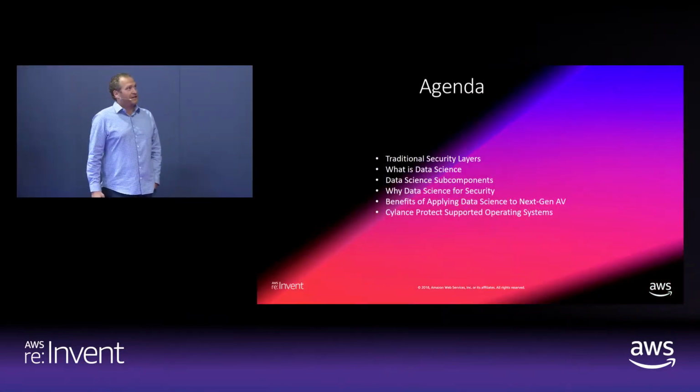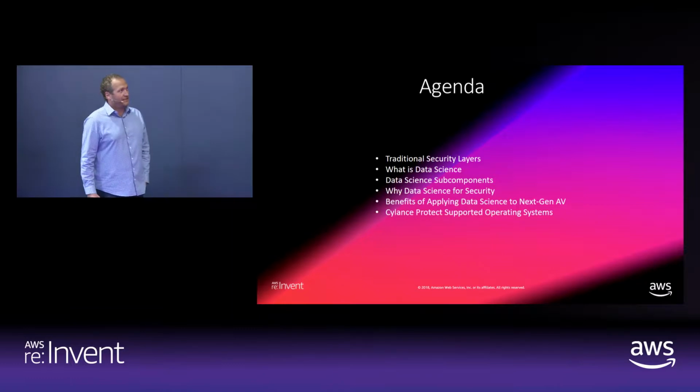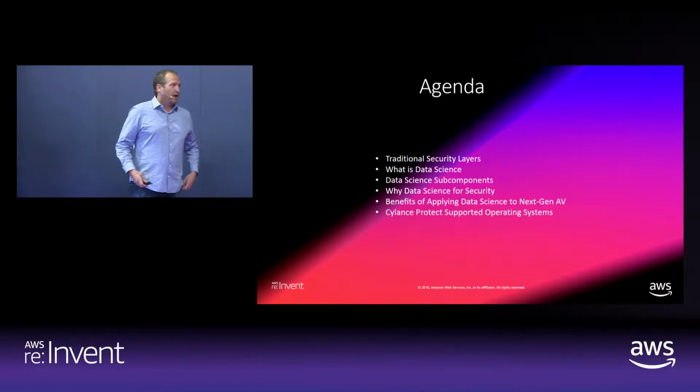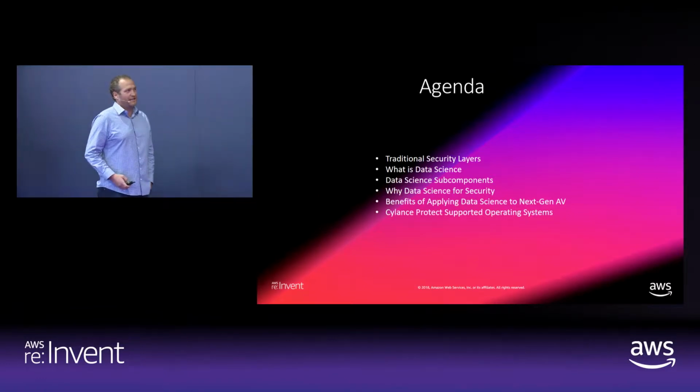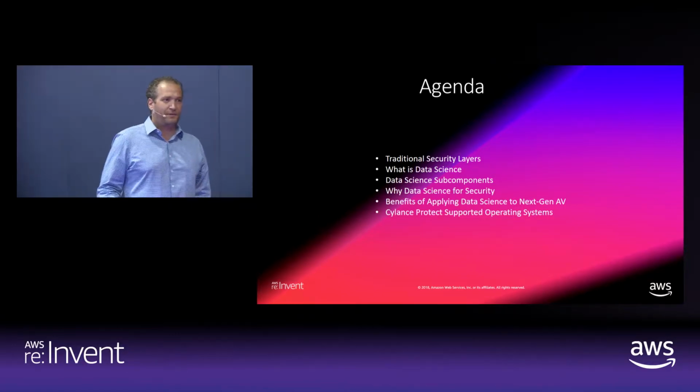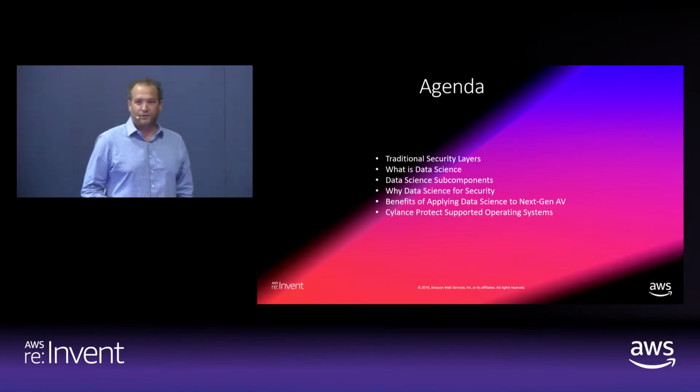So here's the agenda I've laid out. Basically just traditional security layers. Talk a little bit about the past, why data science in those traditional security layers, and what it's doing for it. A little bit about what data science is, its subcomponents, why data science for security, and then the benefits of applying it. And I can show you in a demo what we've got for you.